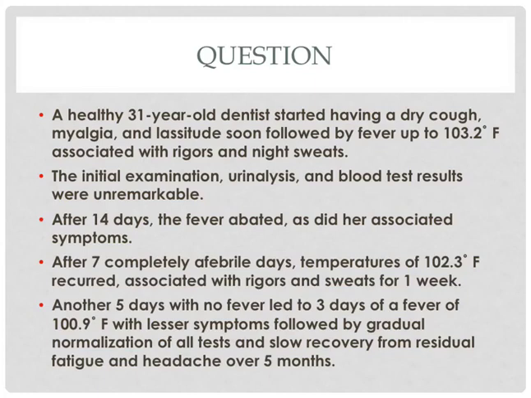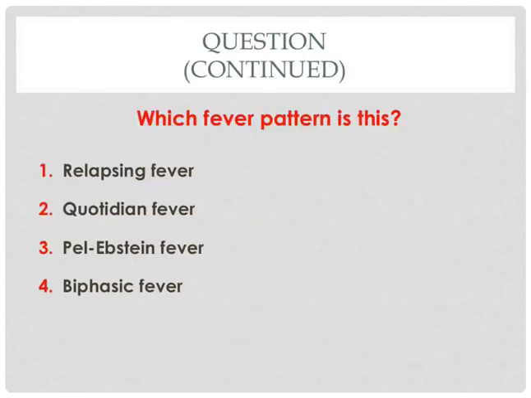Then this afebrile period lasted for 7 days. Then the fevers came back up, 102.3, associated with rigors and sweats. Then again another 5 days afebrile, then again 100.9 with lesser symptoms. So overall, this patient recovered from this up and down of fevers over 5 months. So what do you guys think this fever pattern is?